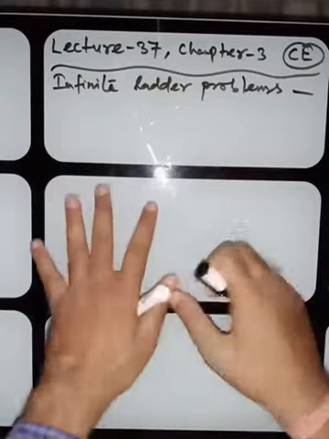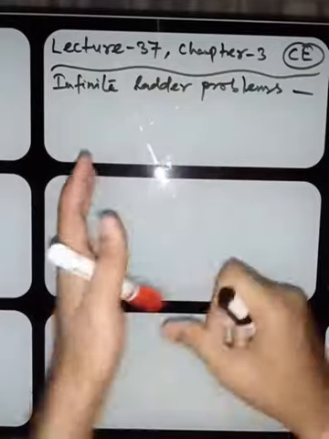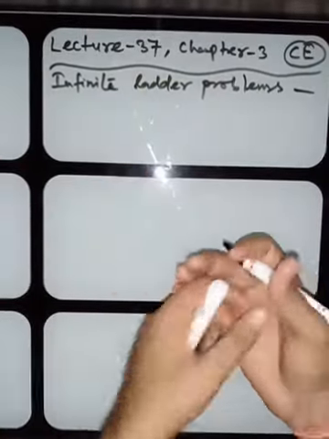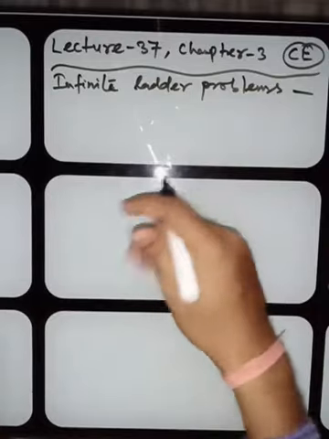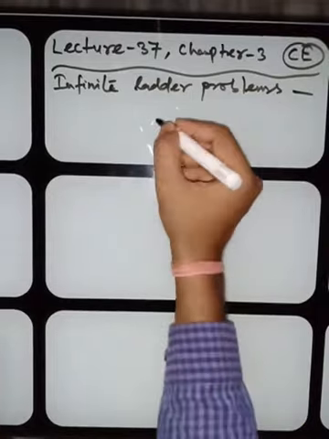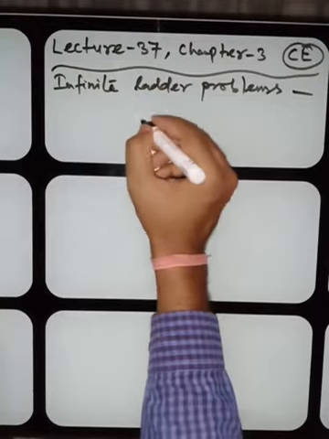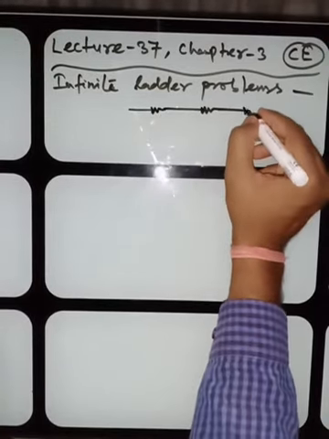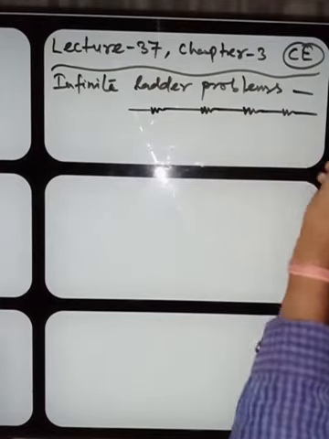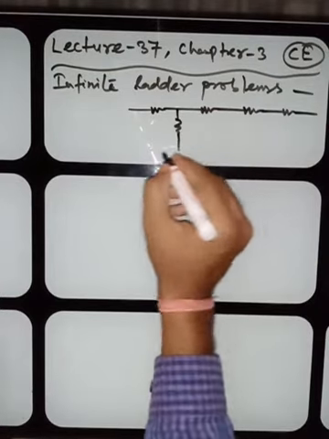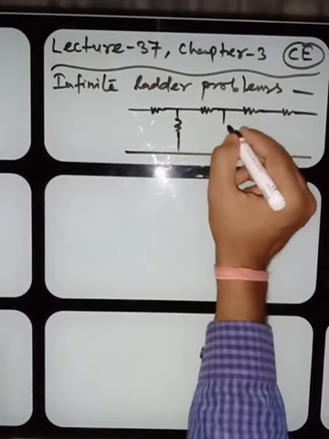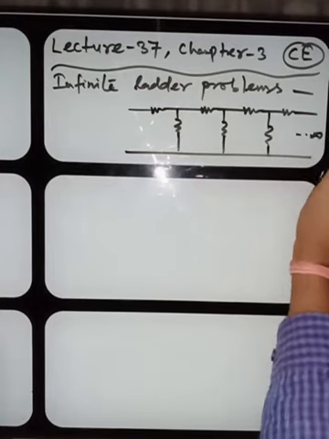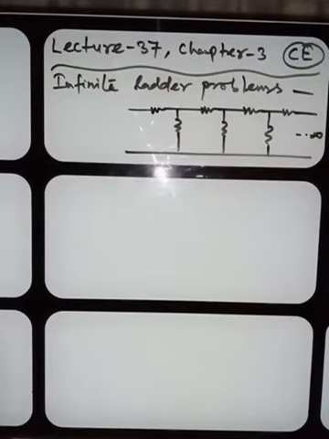Remember, my dear students, I have discussed the infinite ladder problem in capacitors also, so I'll take you through it a little speedily. I hope you will be able to understand at that speed. This goes to infinity. These are the resistances connected, and this is going to how much? Infinity. Till infinity, it is the same connection.